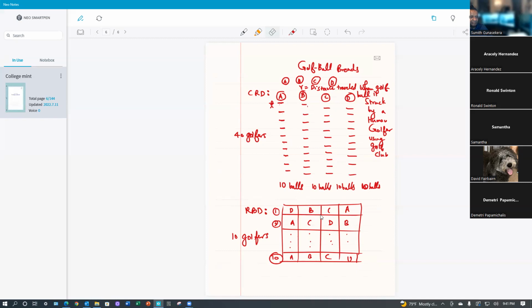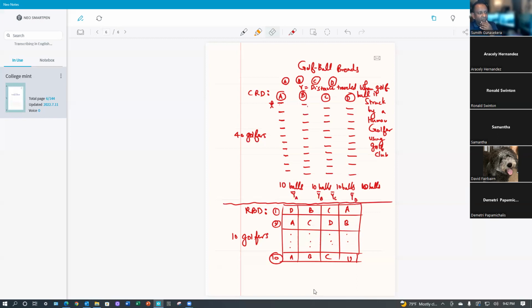This is nothing but repeated measures: the same person will strike the balls from different brands, and at the end of the day you're going to compare and contrast. Here you can calculate the means: let's say y bar of A, y bar of B, y bar of C, y bar of D. Can you remember? I'm talking about the CRD design.